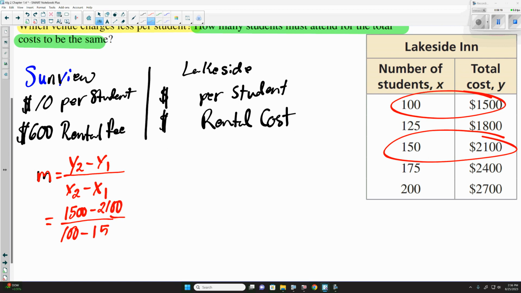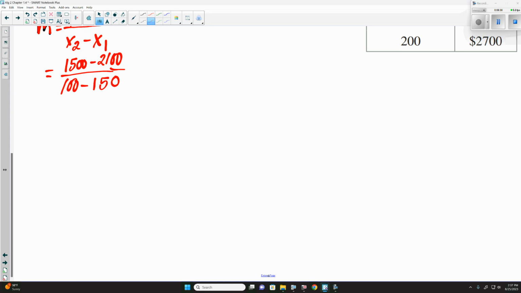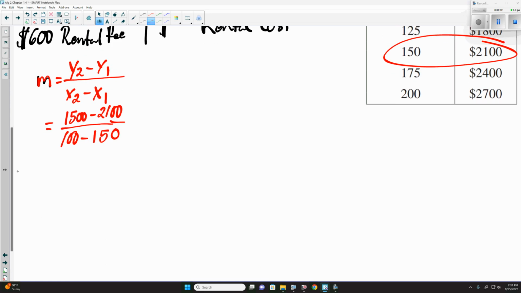and 150 for the x. The two points that we pick, especially out of a list like this, doesn't really matter. We can pick any two points, as long as you don't pick the same point twice. We can't take 100, 1,500 and 100, 1,500 because that's just a single point. Now we just need to simplify this.